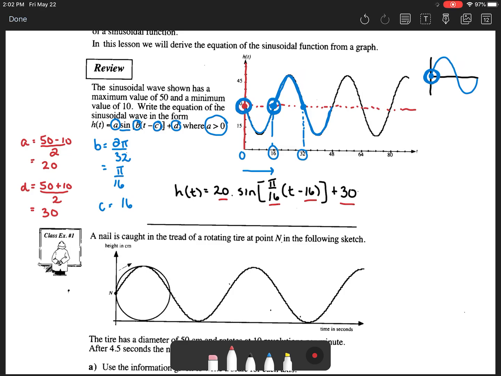A, B, C, D. Okay, and we are done. That is the equation that represents that graph, which was given to us in the question. So we're going to be doing stuff like that today. Remember, you're just after those parameters A, B, C, and D.